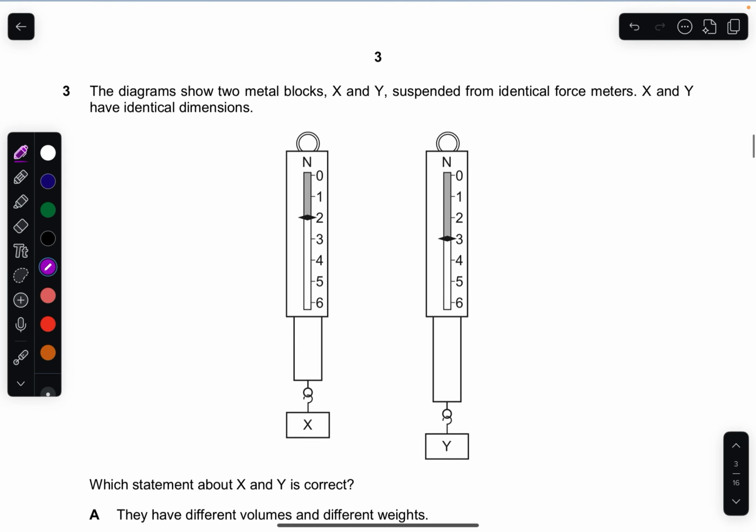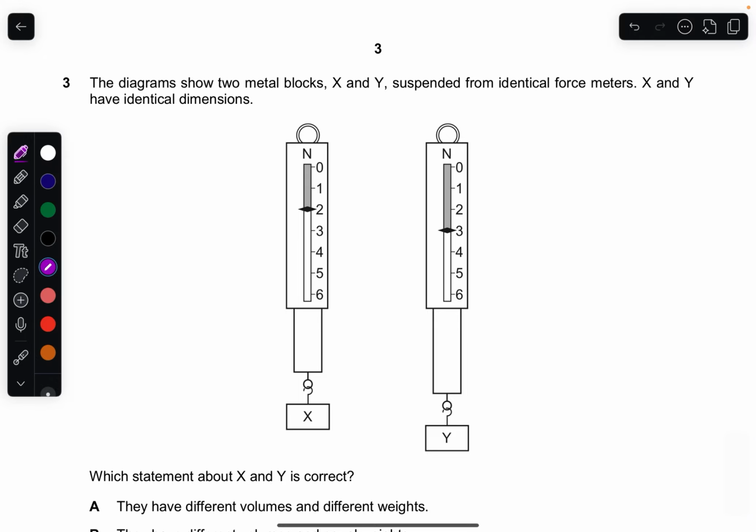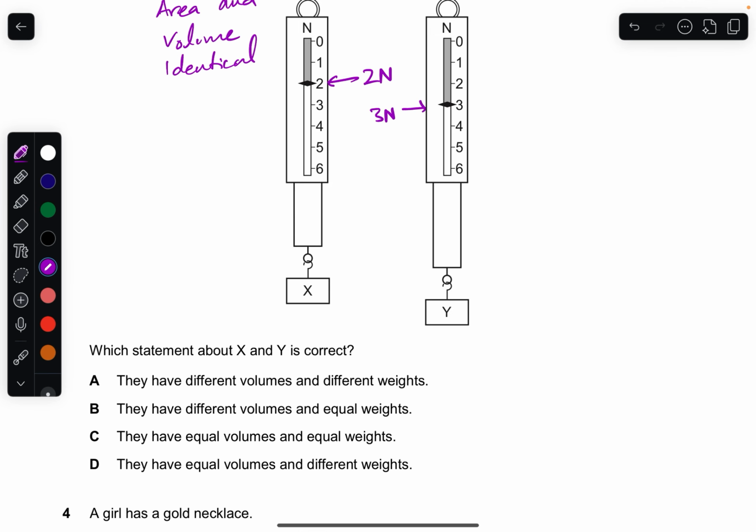In the third question, the diagram shows two metal blocks X and Y suspended from identical force meters. X and Y have identical dimensions. If dimensions are identical, it means area and volume will also be identical. And if you see the Newton meter, this is showing 2 Newton and this is showing 3 Newton. So both have different weights. So option D is correct. They have equal volumes and different weights.